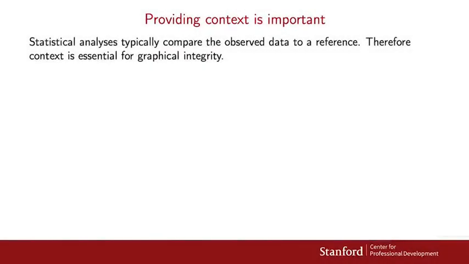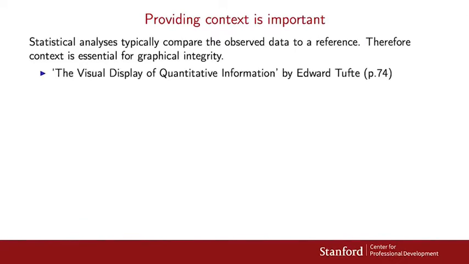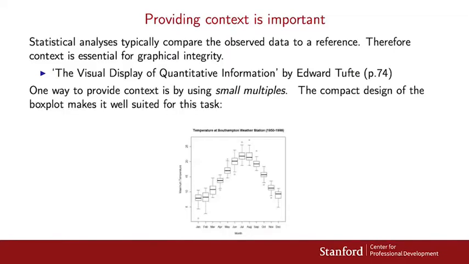The purpose of a statistical analysis is typically to compare the observed data to some kind of reference. Therefore, it's very useful to provide context in graphical displays. There's a nice explanation of this in the book The Visual Display of Quantitative Information by Edward Tufte. One way to provide context in the graphic is by using the principle of small multiples. We've already seen that the box plot is very useful for this.